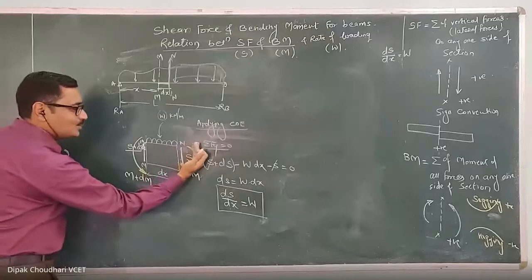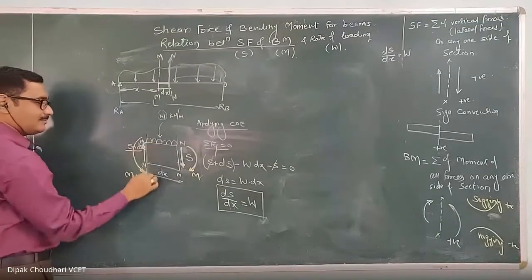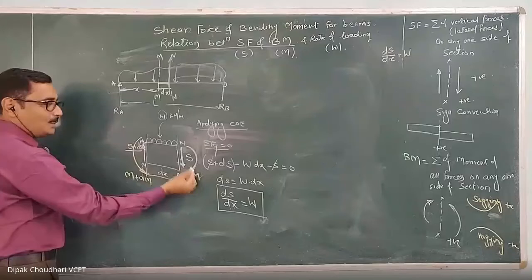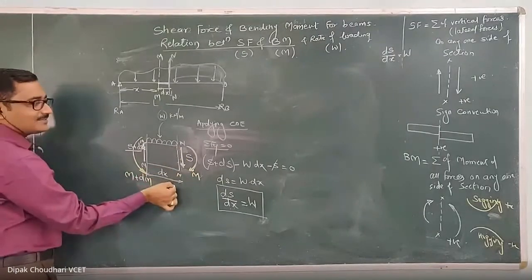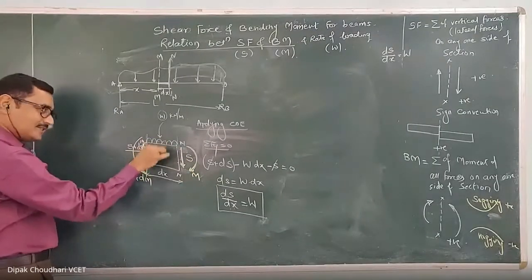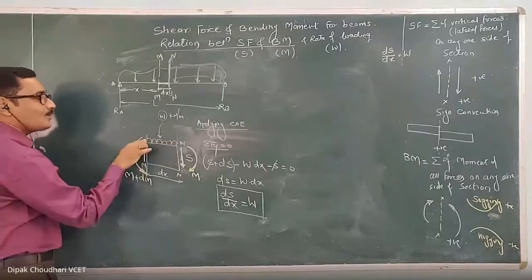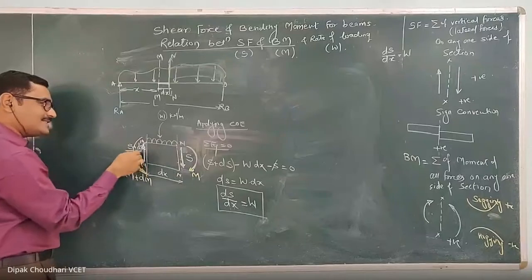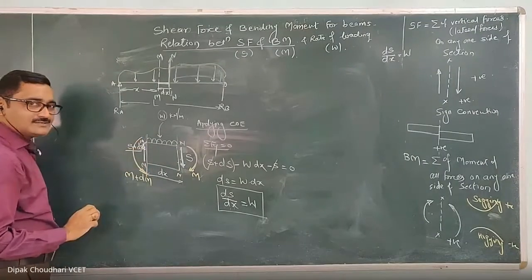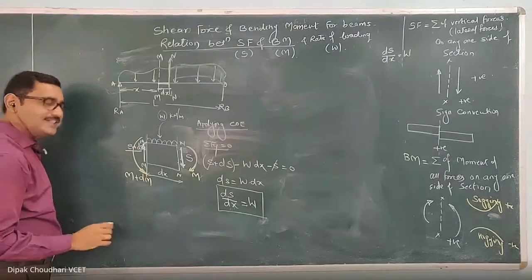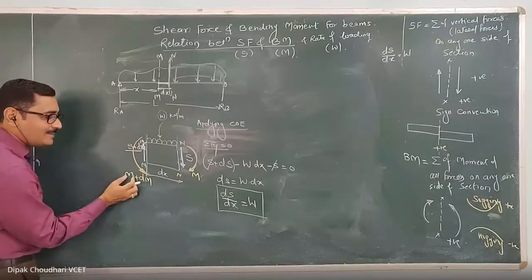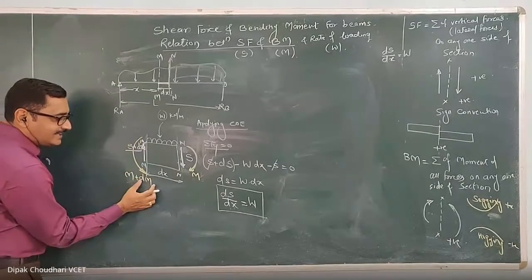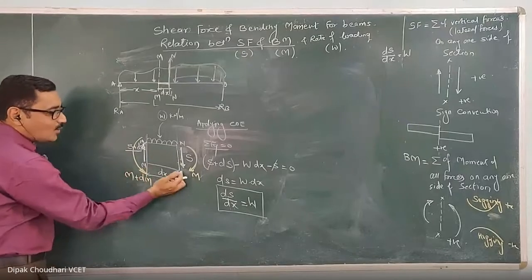Now when I move towards this section mm, the moment of this shear force S, the moment of this UDL or moment of this loading, all these moments will be balanced by this anti-clockwise moment, isn't it? So I am considering this moment as M plus dM. This is the increment in this moment over the length of dx.